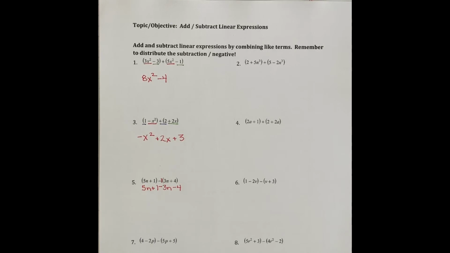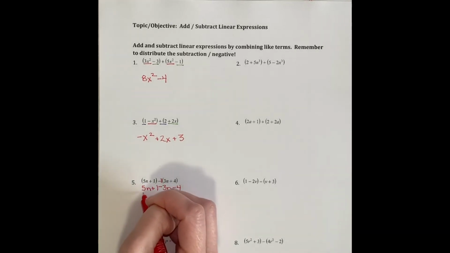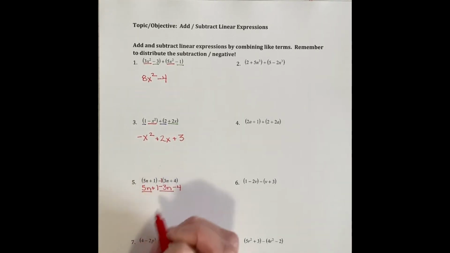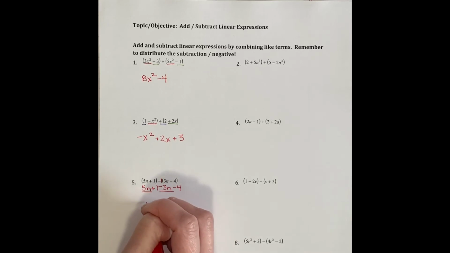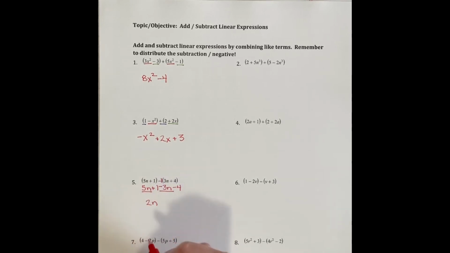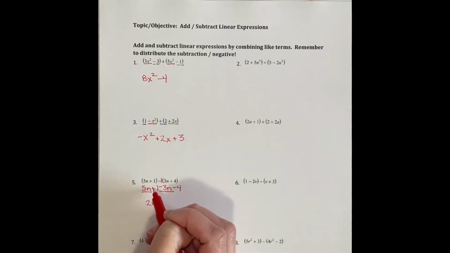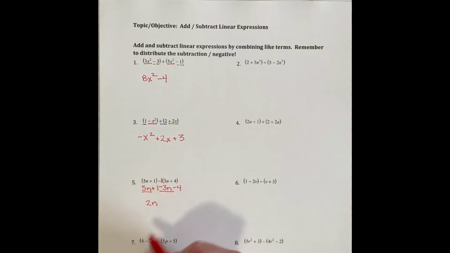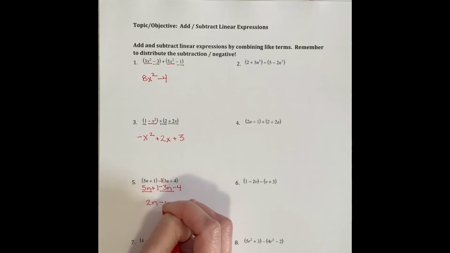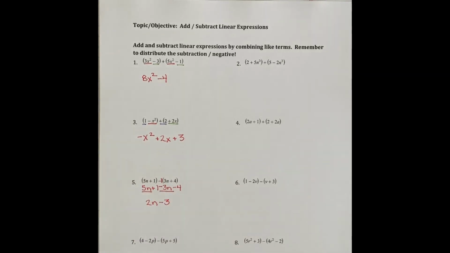And now we can combine like terms. 5n minus 3n. 5 minus 3 is 2. 2n. And then I have a 1 minus 4. 1 minus 4 is negative 3. 2n minus 3.